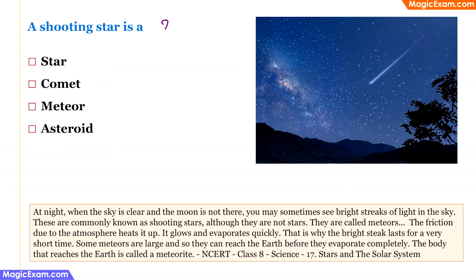A shooting star is a what? Now, this question has been taken from class 8 science, stars and the solar system. And it is clearly mentioned there that these are commonly known as shooting stars. Although they are not stars, they are called meteors. So, the correct answer here is meteor.